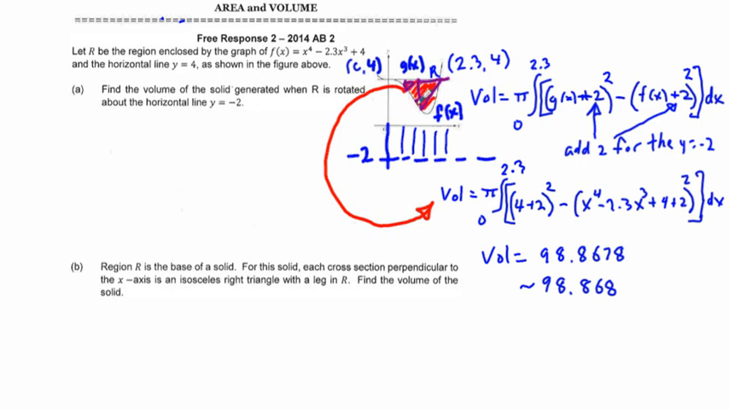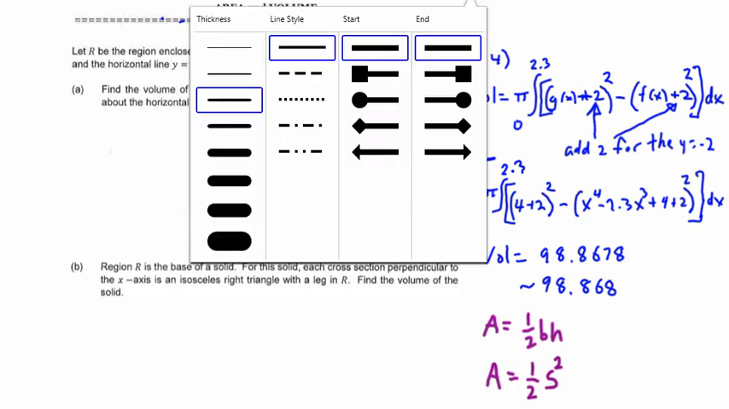Volume. Well, for this, we need to know the area of a triangle, and specifically the area of an isosceles right triangle. The area of a triangle is 1/2 base times height. Now, the area of an isosceles right triangle is 1/2 base times height, but the base and the height are the same, so we can say 1/2 s squared. So that would be for an isosceles right triangle. So what we're going to do here is continue.